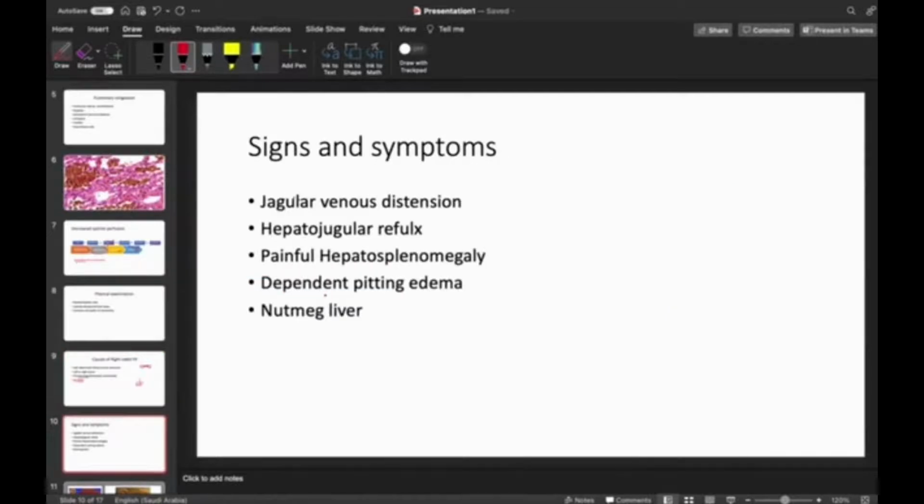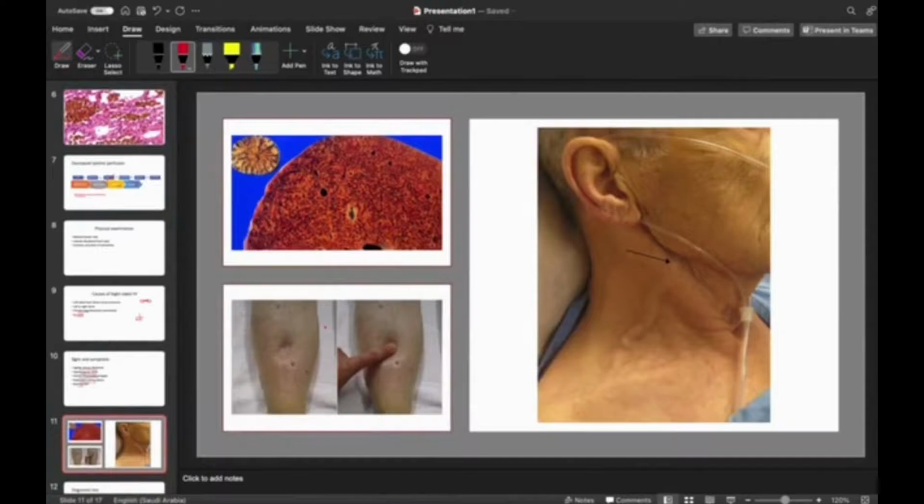The signs and symptoms are related to the structures which drain into the right side of the heart, such as jugular venous distension. On inspection you can see it. Hepatojugular reflux on palpation: when you palpate the abdomen, you can see the jugular vein distend. And painful hepatosplenomegaly on palpation, and dependent pitting edema bilaterally in the lower limb, and nutmeg liver, also known as cardiac cirrhosis. These are the signs and symptoms.